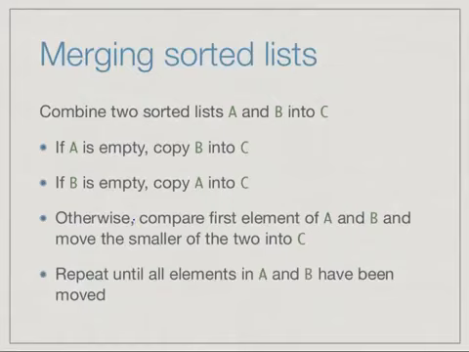So we are taking 2 input lists A and B, which are both sorted, and we are trying to return a sorted list C. If A is empty, we just copy B into C. If B is empty, we just copy A into C. Otherwise, both are not empty, so we want to take the smaller one of the head of A and the head of B and move that to C, because that will be the smallest one overall in what is remaining. So we compare the first element of A and B, and we move the smaller one into C, and we keep repeating this until all the elements in A and B have been moved.